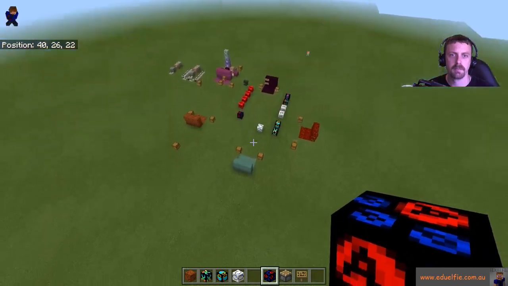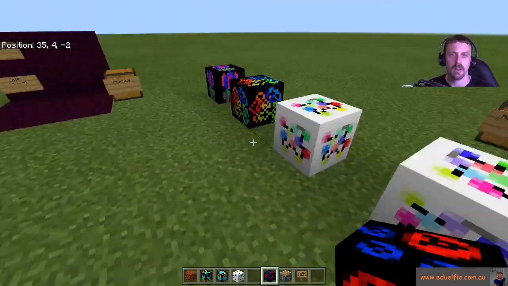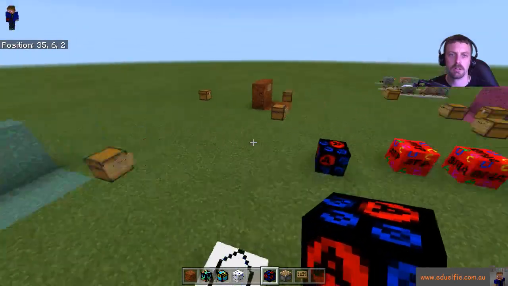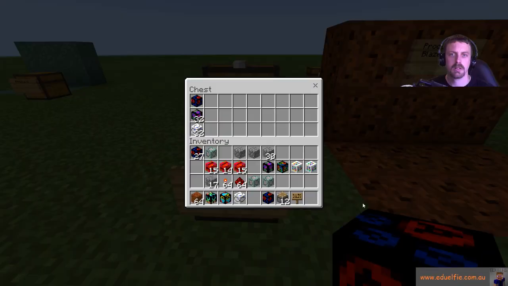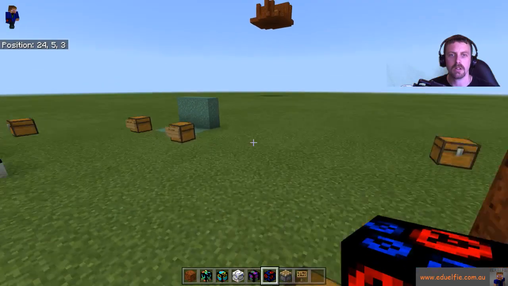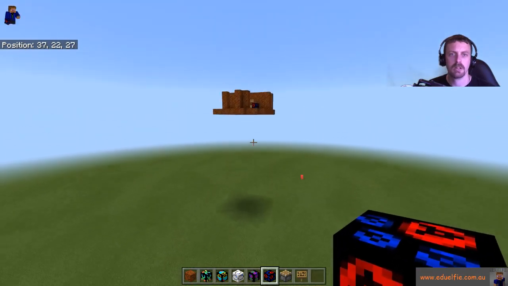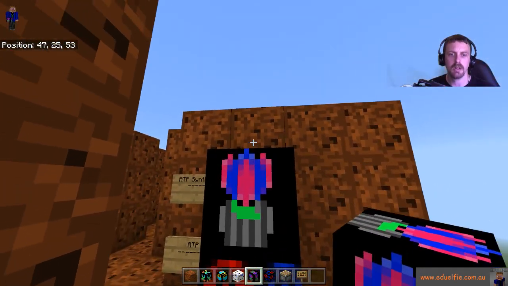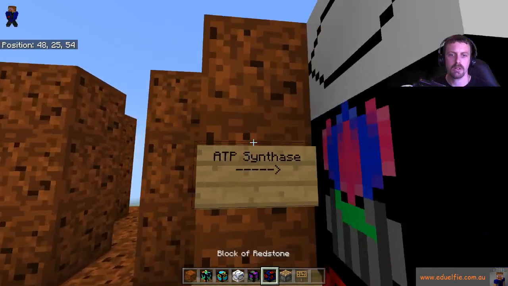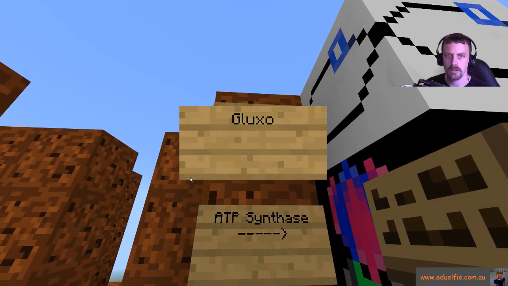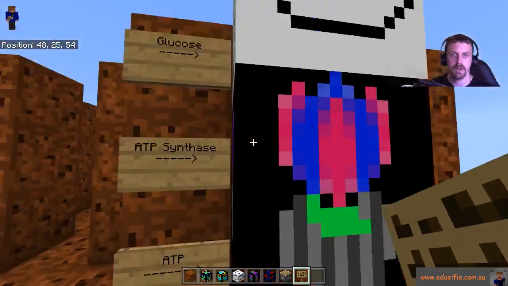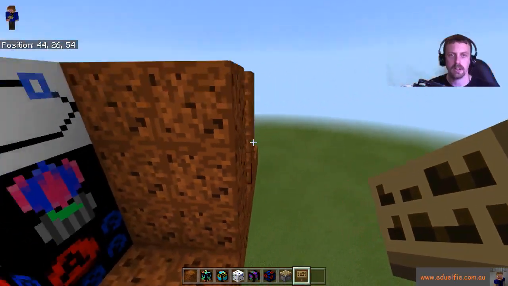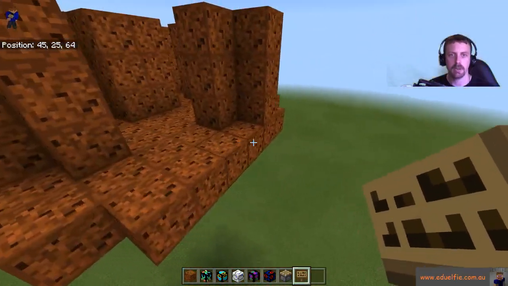Let's go get some. So ATP synthase is this one. Oh, and glucose. Okay, so that's going to have to be 3 high. So ATP synthase and glucose. So glucose goes here, right? So the students need to place that. So that's one location where it's good to happen.